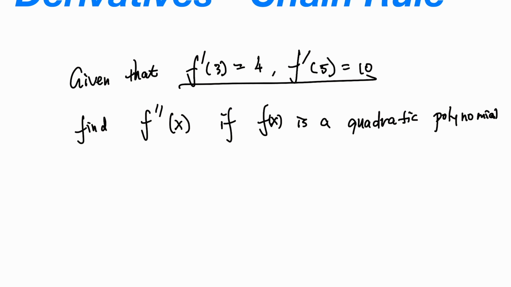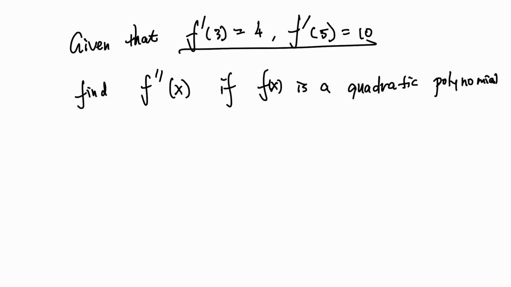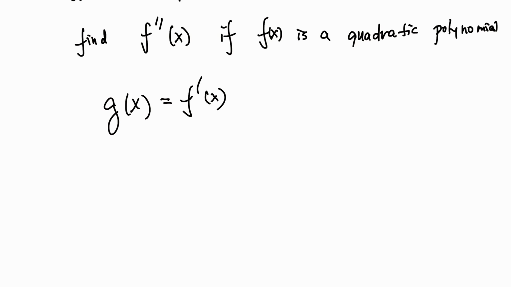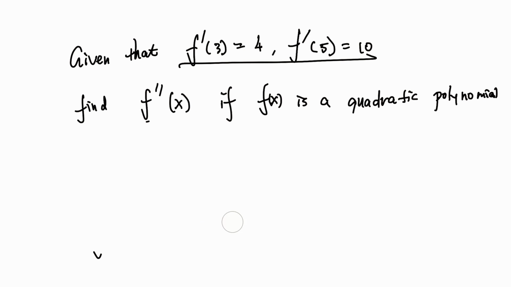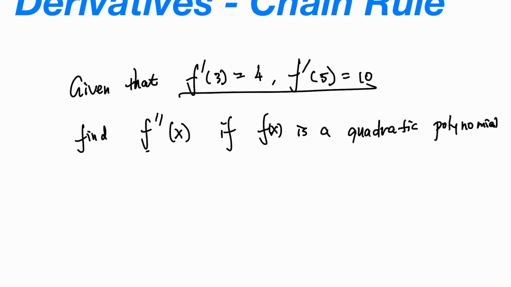So this is actually a double derivative, which is the derivative of this function. If we have g of x equal to f prime of x, then f double prime of x is just equal to g prime of x. And with that being cleared out, you can pause the video if you want to try, and proceed with the video when you believe you have an answer.